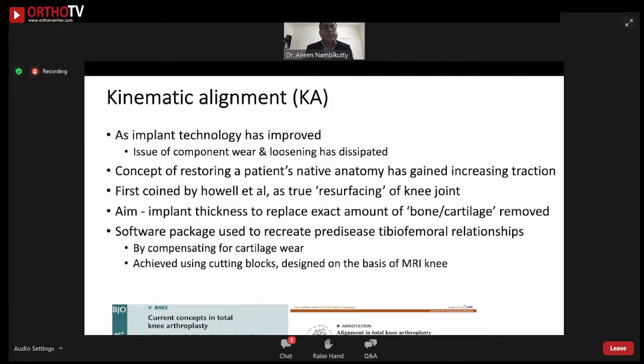As implant technology has improved, the issue of component wear and loosening has gone away, and the concept of restoring a patient's native anatomy has gained increasing traction. So Howell et al. described a true resurfacing of the knee joint, with the implant thickness replacing the exact amount of bone and cartilage removed. A software package is used to recreate the pre-disease tibiofemoral relationships by compensating for cartilage wear, achieved by cutting blocks designed on the basis of the MRI of the knee.